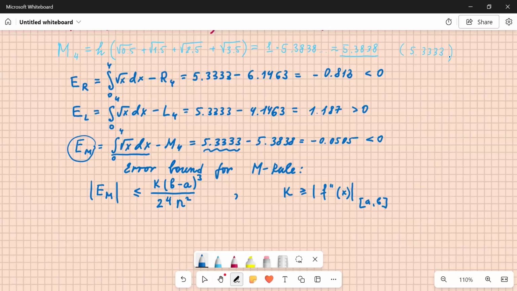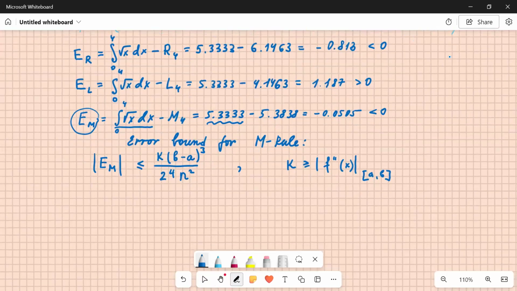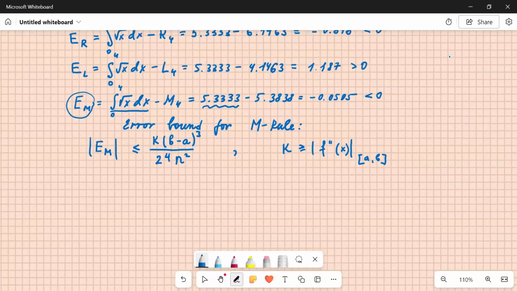Let's see how the formula is going to work in our case of the square root of x, and after that we are going to talk about some other rules. First, we do know everything for this formula: b and a are 4 and 0, and the number of divisions is 4. We don't know K, which is the maximum of the second derivative on the interval. Let's find it. My function is the square root of x, and my first derivative is 1 over 2 square root of x, that is 1/2 x to the power of negative 1/2. What is my second derivative? It's going to be 1/2, and I need to differentiate x to the power of negative 1/2.